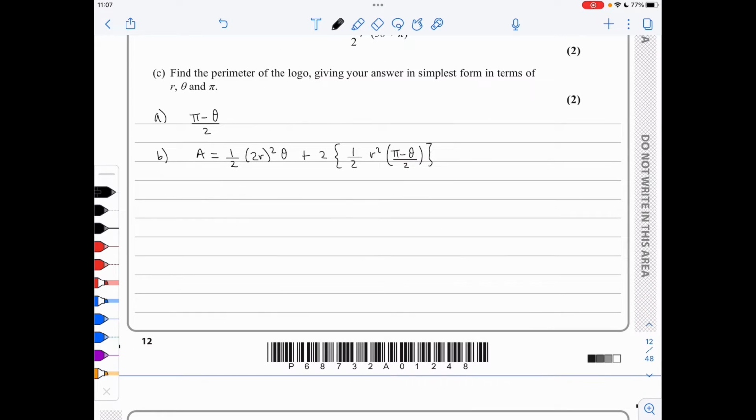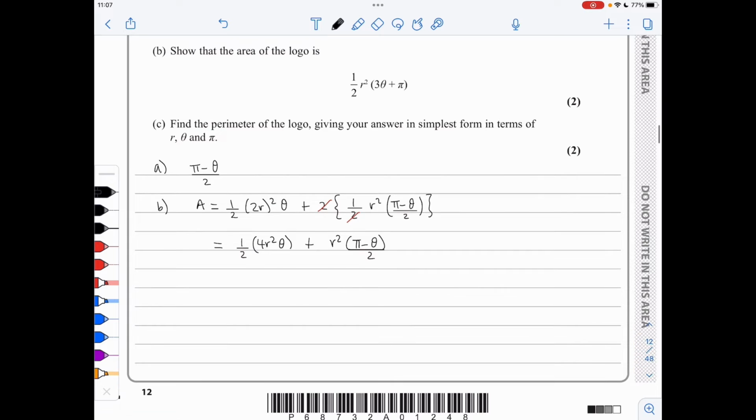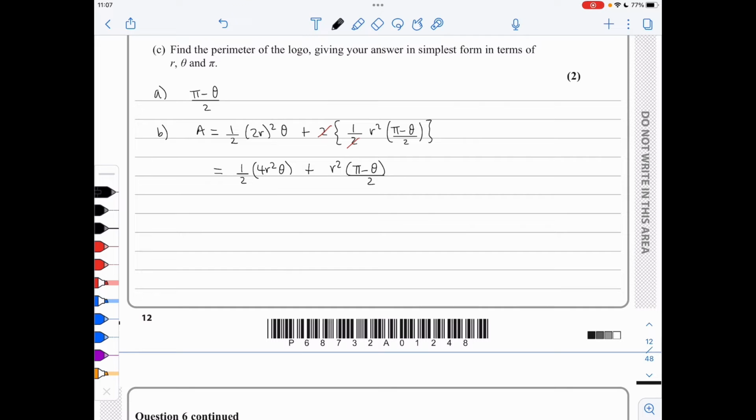We proceed in simplifying this. We get a half times 4r squared theta plus, the 2 cancels out, r squared times pi minus theta over 2. We know that the half r squared will be a common factor here, so I will take the half r squared, and I'm left in the bracket with 4 theta plus pi minus theta, which is simply a half r squared 3 theta plus pi as required.